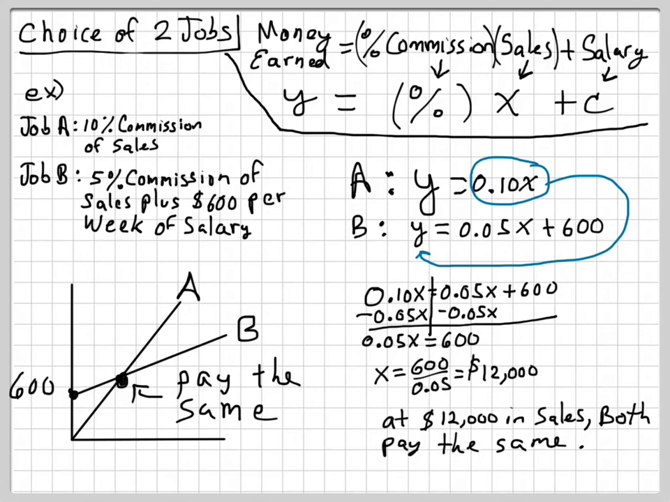However, if you feel like you're not going to do as well with the sales and sell less than 12,000, then you're going to be to the left of the point of intersection, in which the curve B is a little bit higher than the curve for A, and you would be better off choosing job B. And that is it.